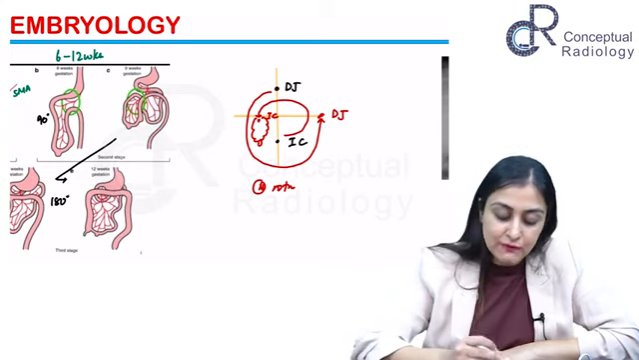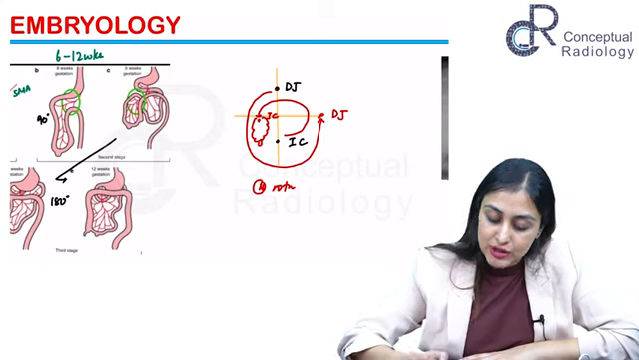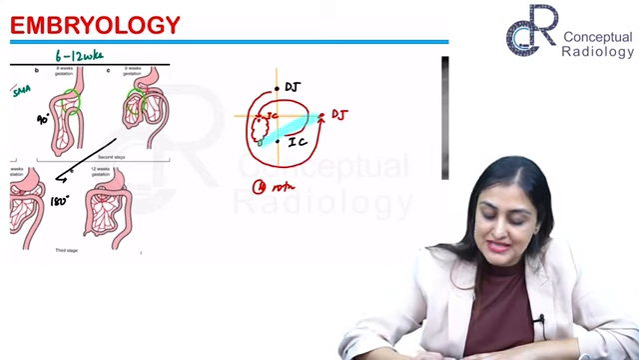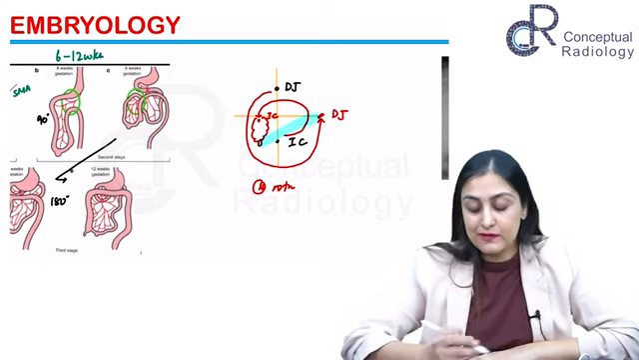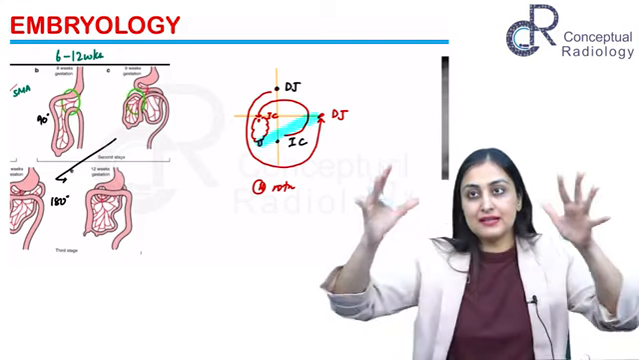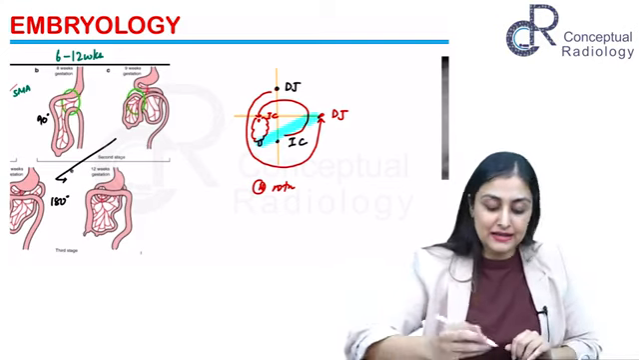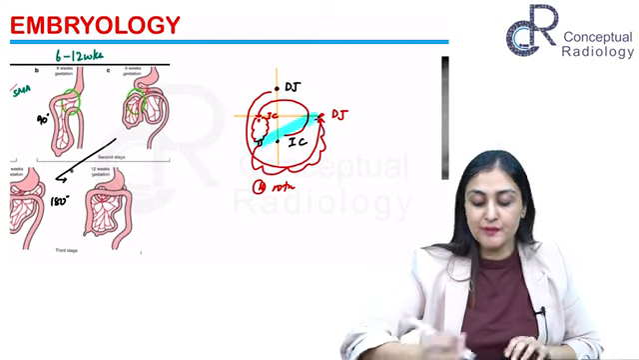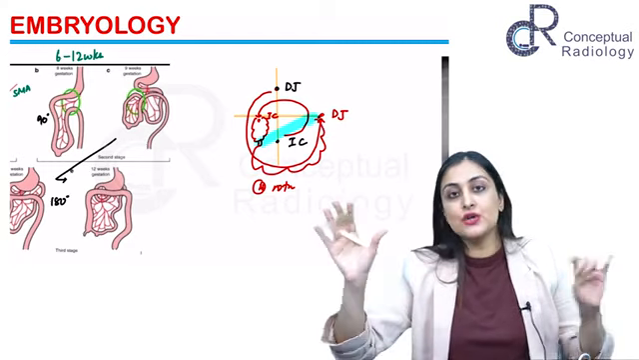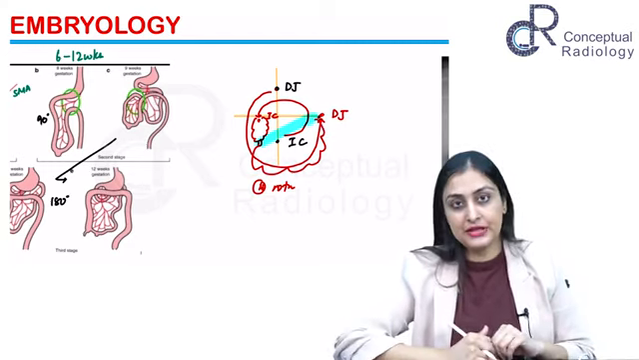And between them, what lives? Between them, what is lying here is the mesentery root. So this is where we have the root of mesentery, and then the mesentery is hanging like a ballerina skirt from this level. So this is how our normal rotation is happening.